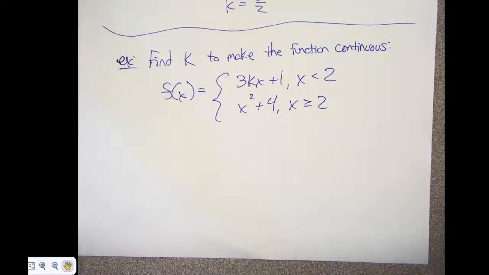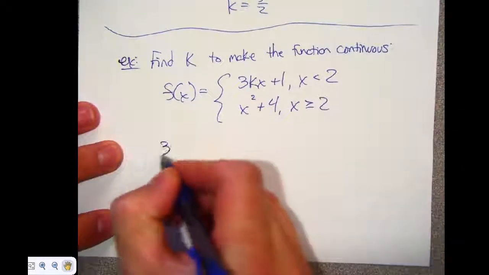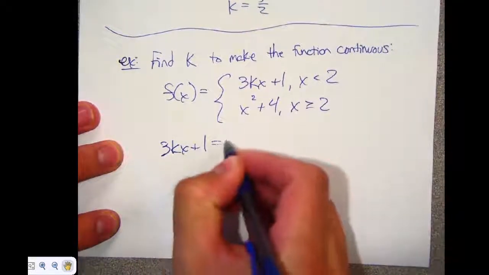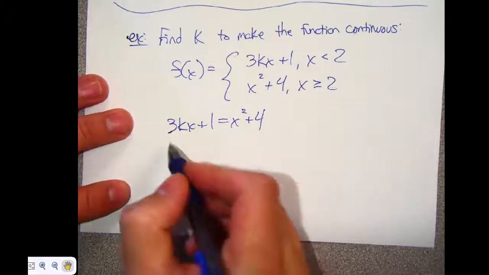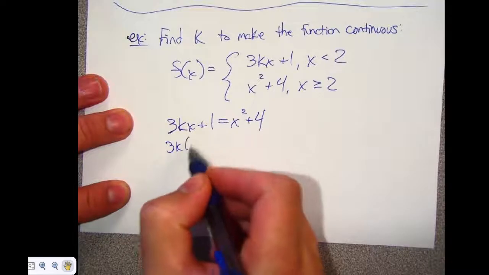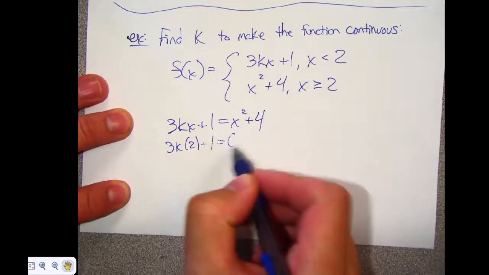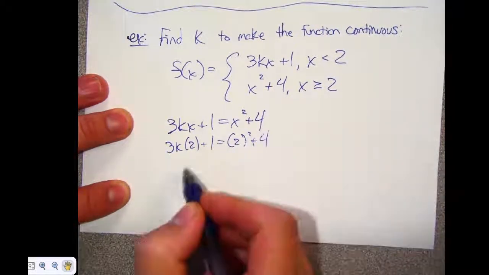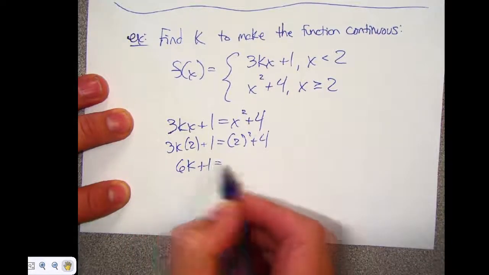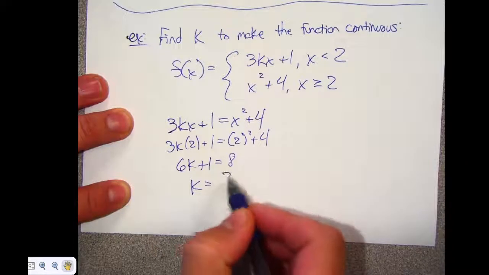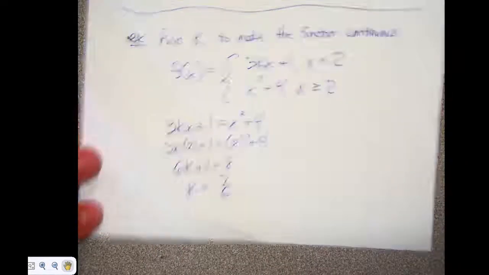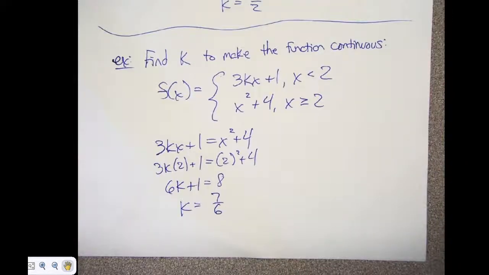Okay, so 3kx plus 1 equals x squared plus 4. Plug in 2 for x, so 3k times 2 plus 1 equals 2 squared plus 4. 6k plus 1 equals 8. And so k would equal 7 over 6. Okay. Question? Yes. Well, the hand raise is good, I can tell.